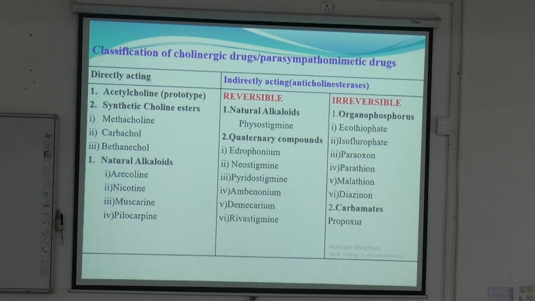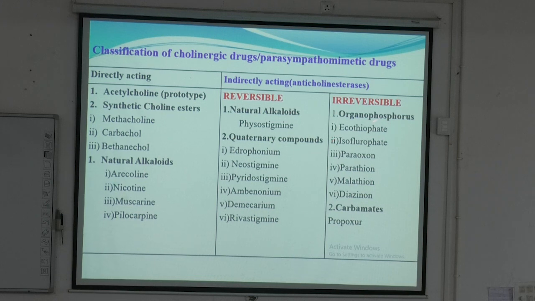Irreversible ones are mainly the organophosphorus compounds, and these are used as different types of insecticides or pesticides, and we can see poisoning with these irreversible anticholinesterases in our wards. Organophosphorus poisoning is quite common in Birbhum or Bardhaman district. You can see in the wards that many patients come with insecticide poisoning. Mostly these are organophosphorus poisoning. It will be discussed in the next class.